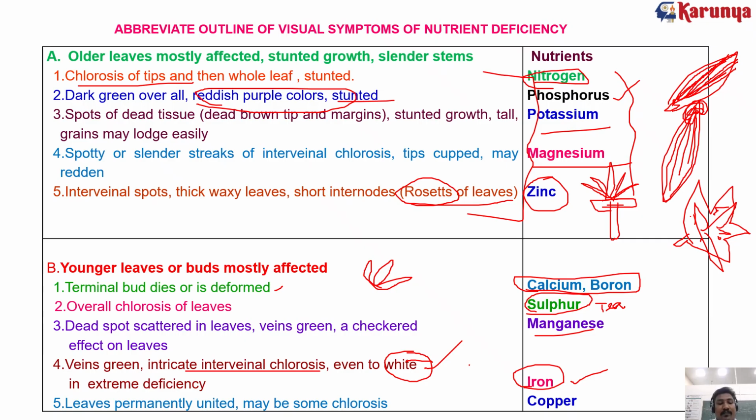And copper: leaves permanently united, maybe some chlorosis. A wart-like production will be there in the fruits, especially in the citrus fruit. If you see, there are some spots, brown color spots will appear. That is due to copper deficiency. Leaves permanently united, so this is another symptom of copper deficiency.